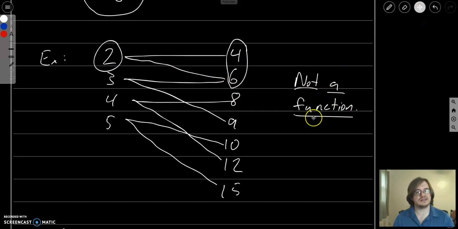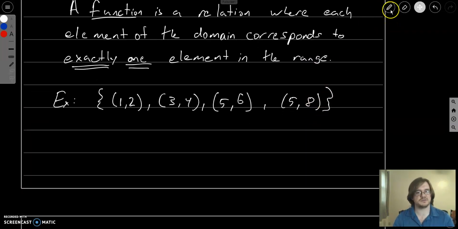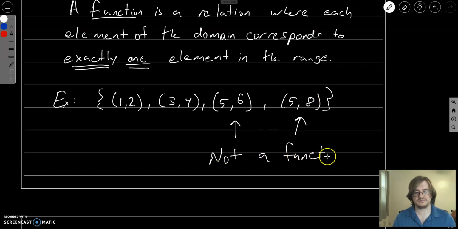So let's look at some more examples. So this is just an example from the textbook. When we have that 1 is related to 2, 3 is related to 4, 5 is related to 6, and 5 is related to 8. Well, this should have caught our attention right here. 5 is related to 2 different things. 5 is related to 6, and 5 is related to 8. Not a function. We can't have something being related to 2 different things at once.